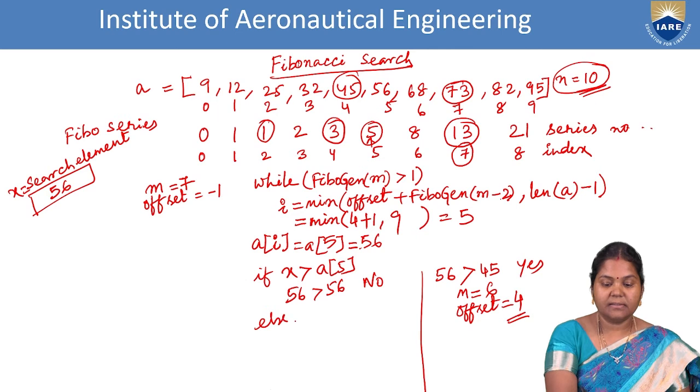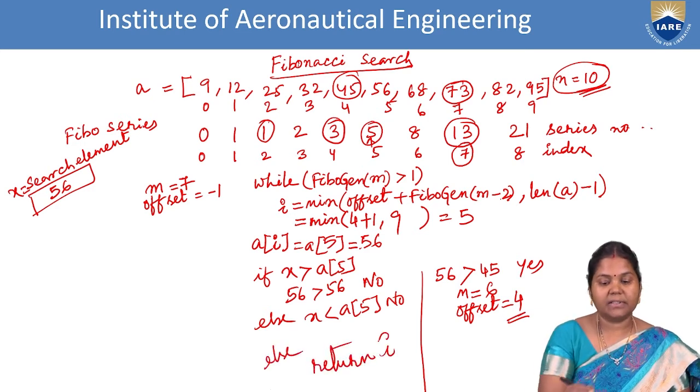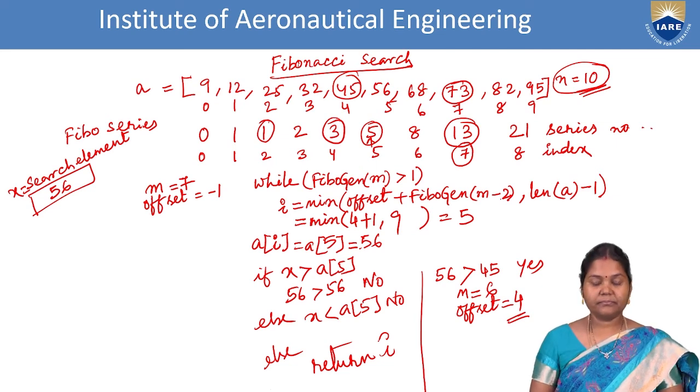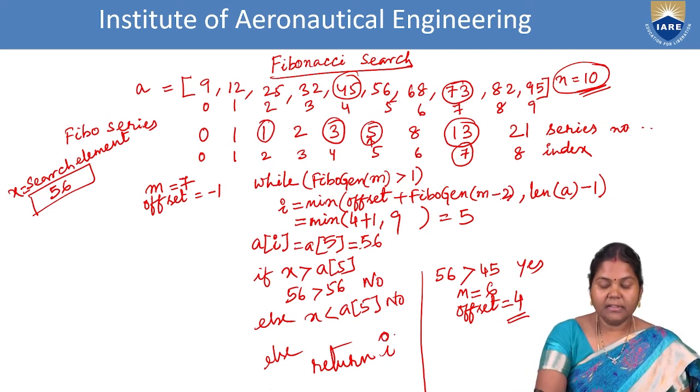Else, is x less than A of 5? No. Then what do you have to do? The final else is to return the index. Return the index, which is nothing but I. Now return the I value.